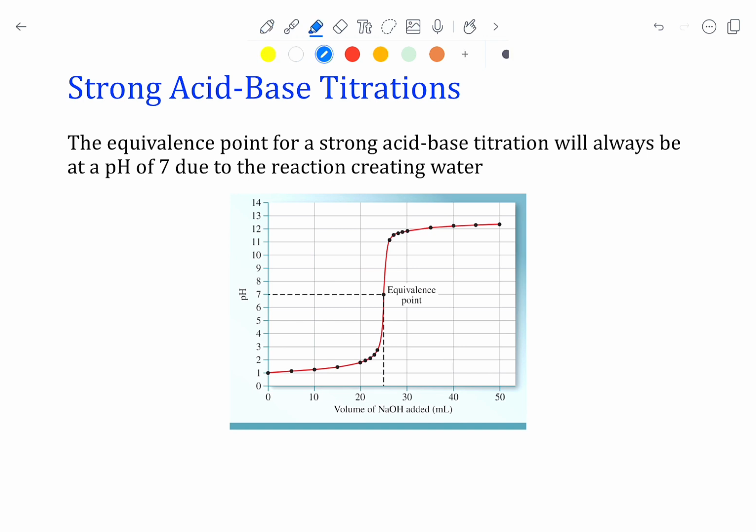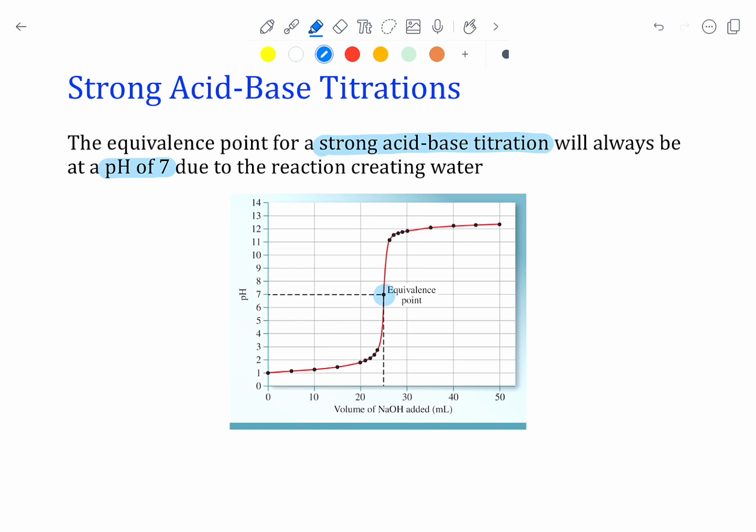So for a strong acid, strong base titration, the equivalence point will always be at a pH of 7. This is because in that reaction, the product that matters is going to be the water. Water, we know, has a pH of 7. So if we're mixing a strong acid and a strong base together, we're essentially making water. When all of that acid and all that base is used up, we're making water, and it's going to have a pH of 7.